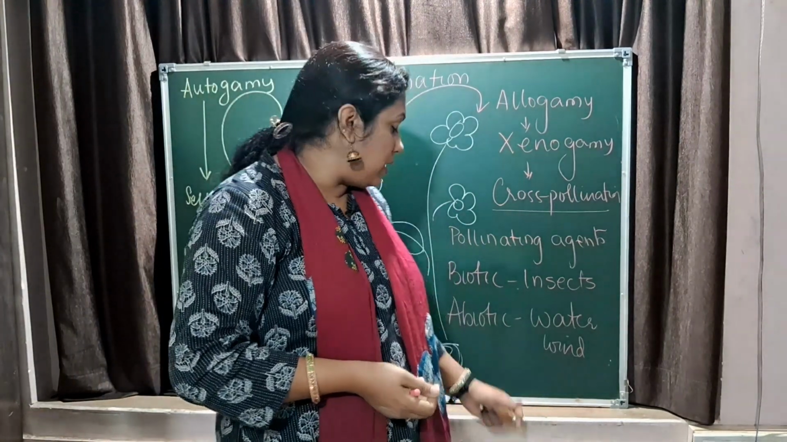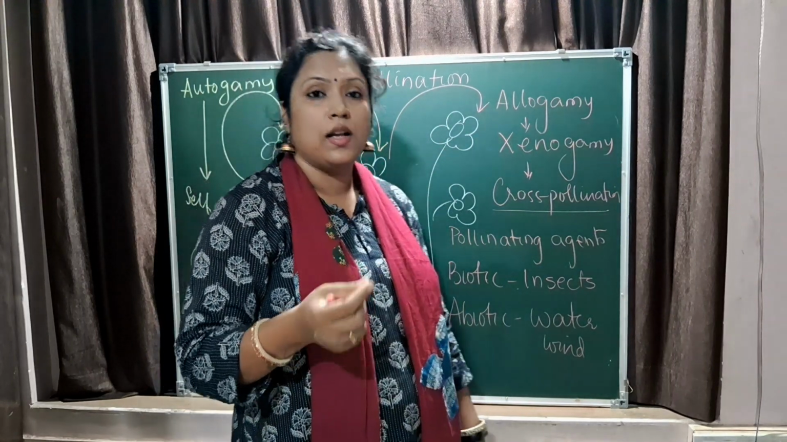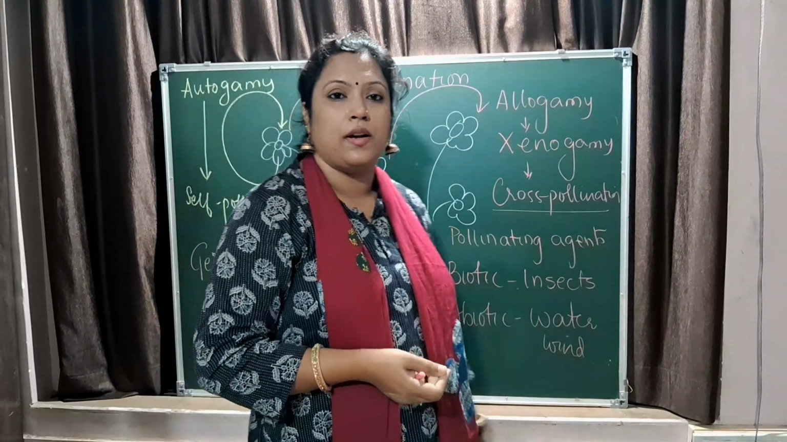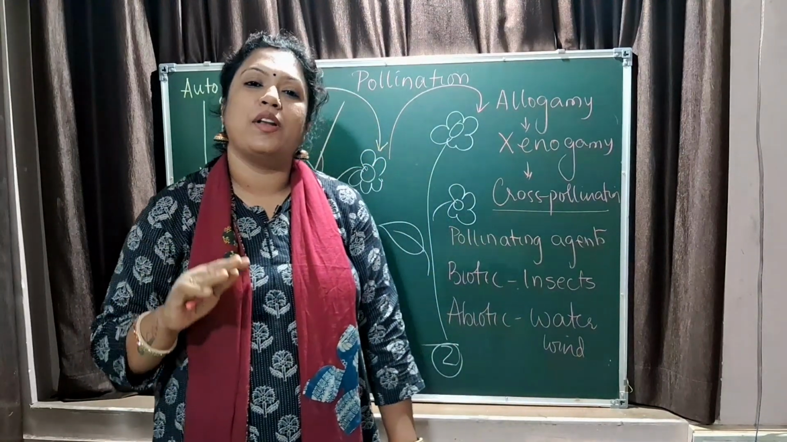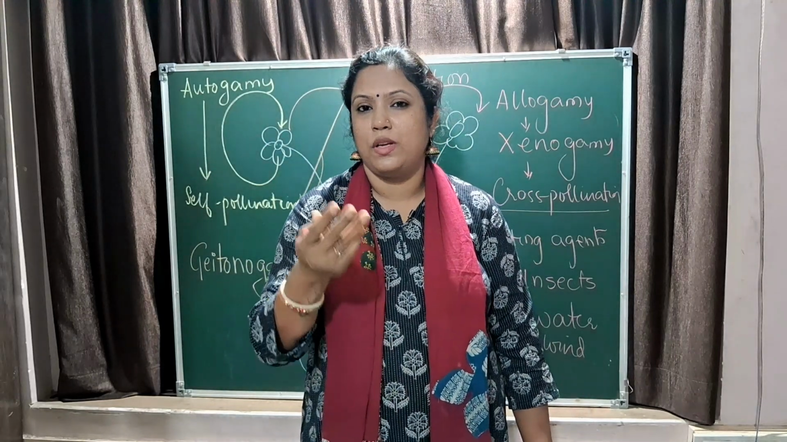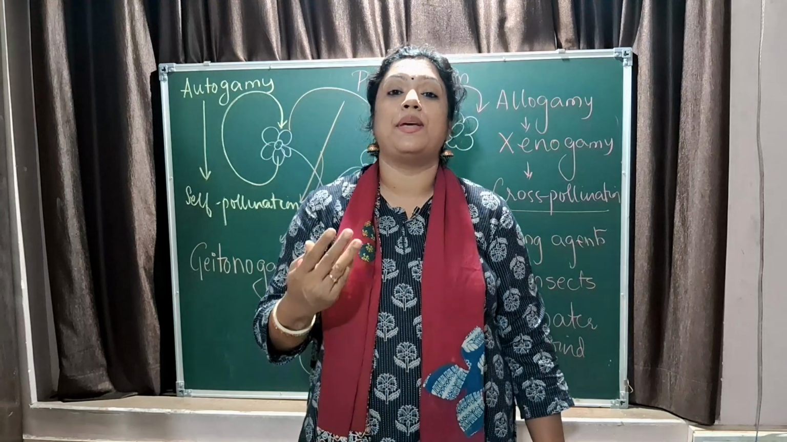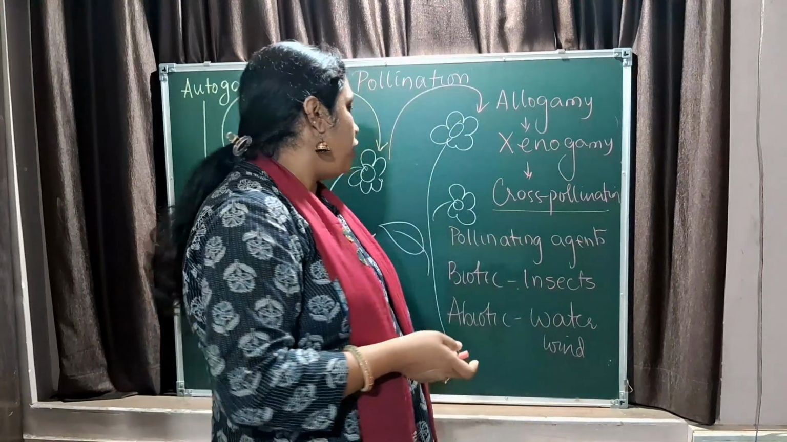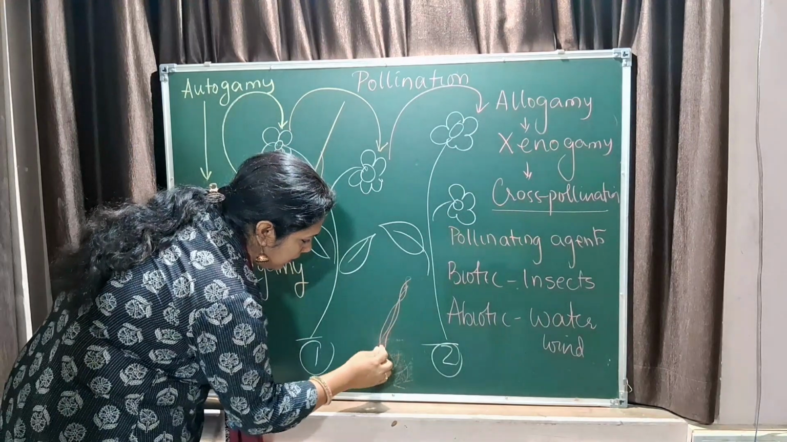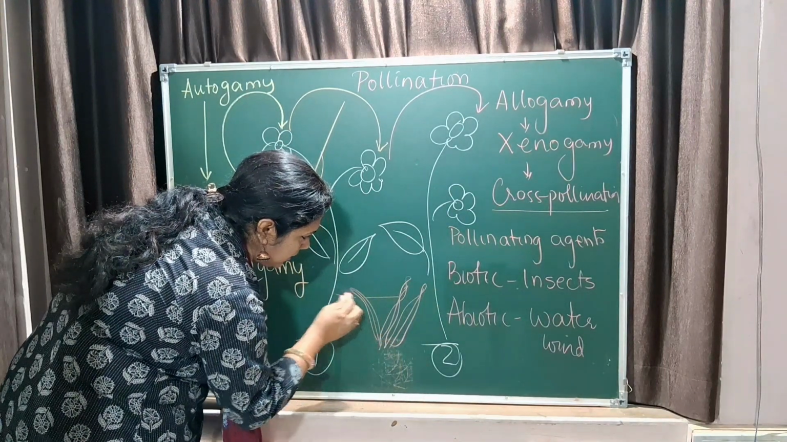Another pollinating agent is the abiotic agent, which is water and wind. When a flower has to be pollinated by water, first of all it should be water resistant, it should be light, right? Best example is Vallisneria. The Vallisneria plant is under the water, right?